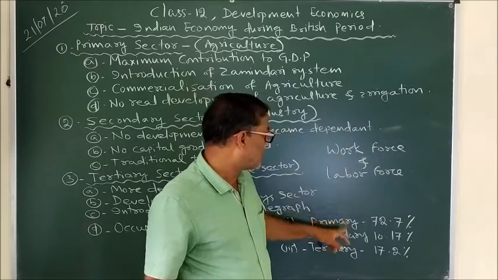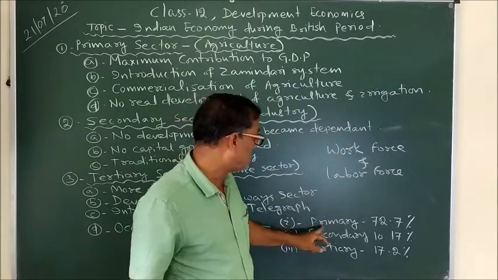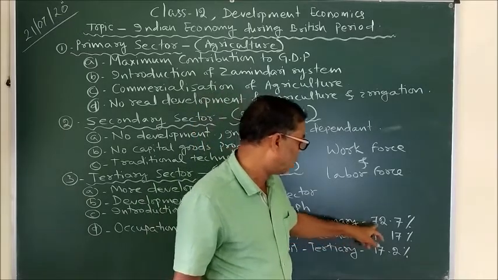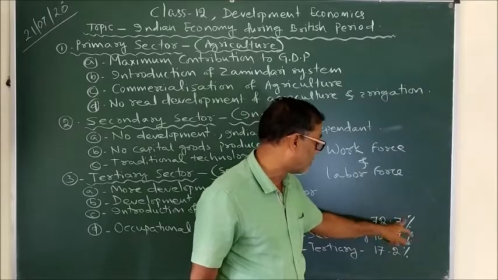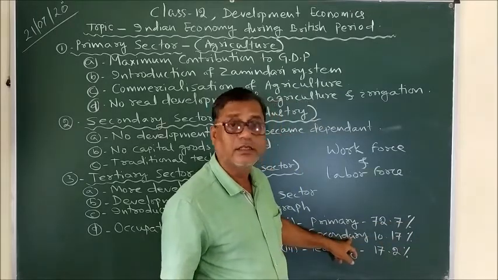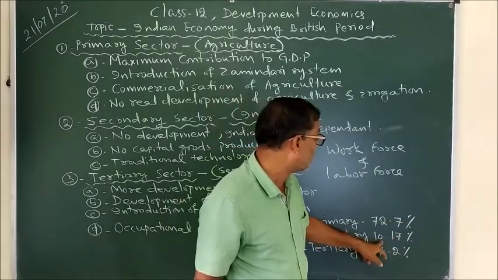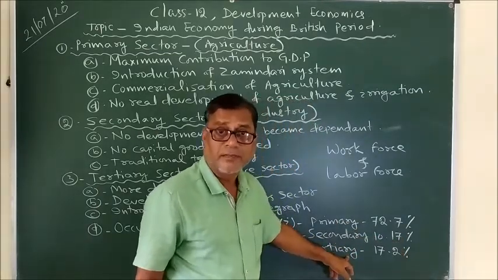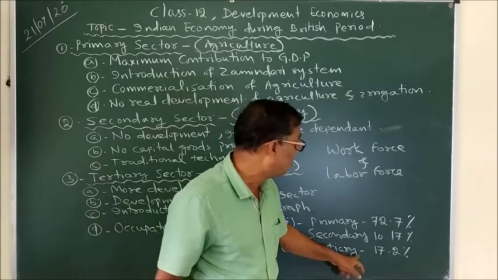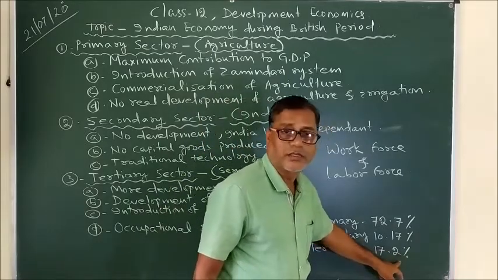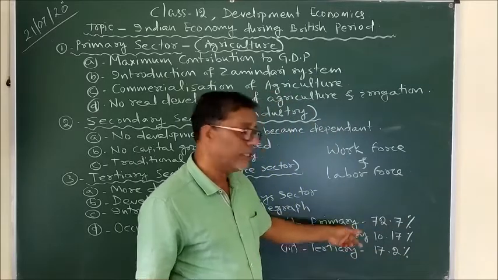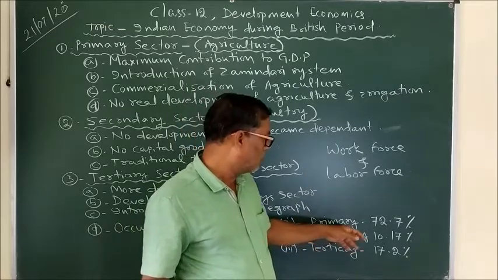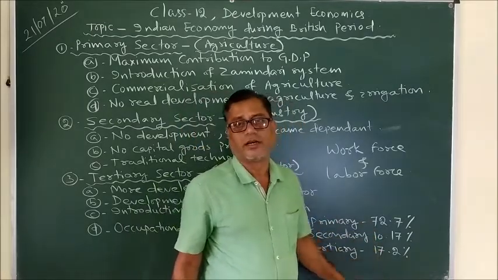So the percentage of workforce engaged in different sectors during the British period is, in the primary sector, that is the agricultural sector, as high as 72.7%. In the secondary sector, that is the industrial sector, it was the lowest, that is 10.17%. And in the tertiary or service sector, the percentage of workforce engaged was 17.2%. This is the statistical data. You need to remember, because while giving your answer related to this part, you have to mention this data.